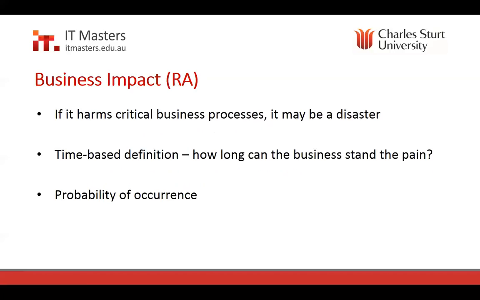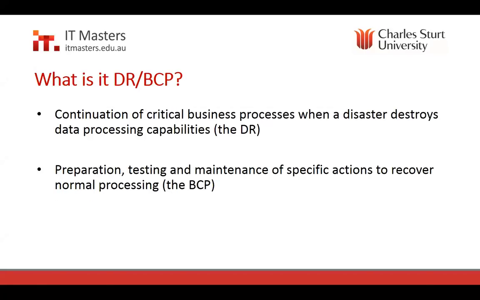So if we think about what they are in more detail, the differences between the two. DR, or disaster recovery, is the continuation of critical business processes when a disaster destroys data processing capabilities. So in other words, when you're in trouble, you need to be able to continue your critical business processes. That's disaster recovery.